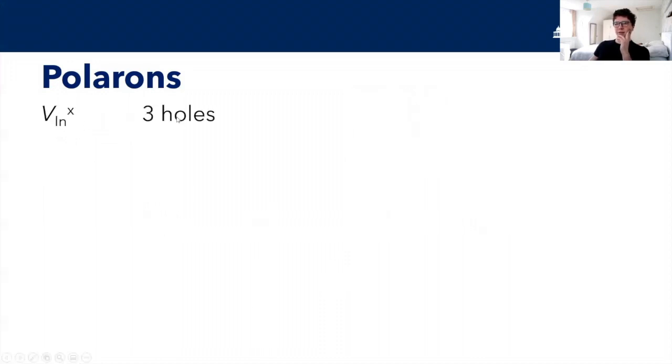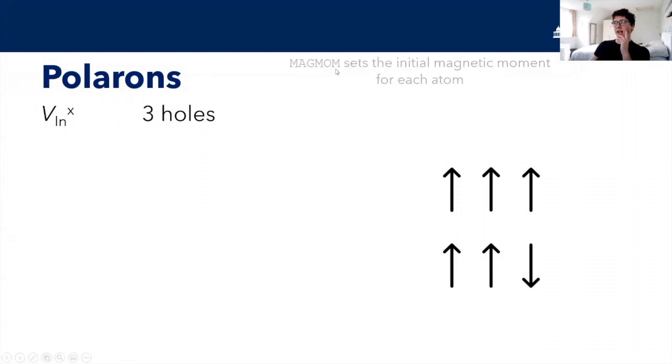If we take the neutral defect where we have 3 holes, we can imagine them sitting in different spin arrangements. We can have all 3 holes in the spin-up channel, or we can have 2 in the spin up and 1 in the spin down. We can control this in VASP by using the MAGMOM tag. This will set an initial magnetic moment on each atom that you specify, so this allows us to assign these holes into spin up or spin down.